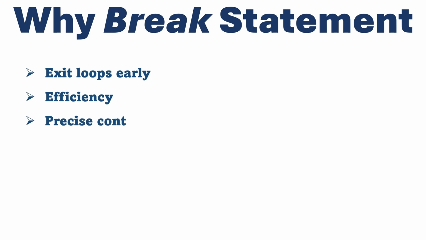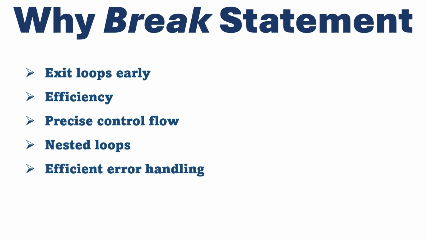Precise control flow. It provides a way to control the flow of your program more precisely. For example, if you are searching for a specific value in a data set, you can stop the loop once the value is found. Fourth is nested loops. In nested loops, break can be used to exit only the innermost loop, giving you finer control over complex looping structures.